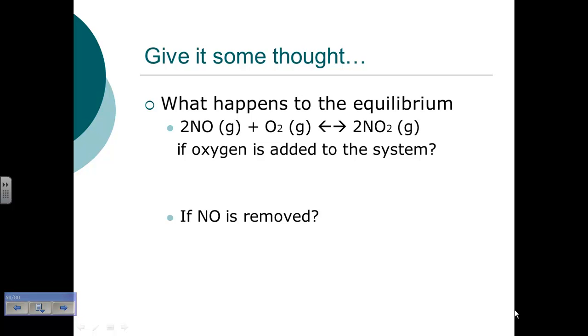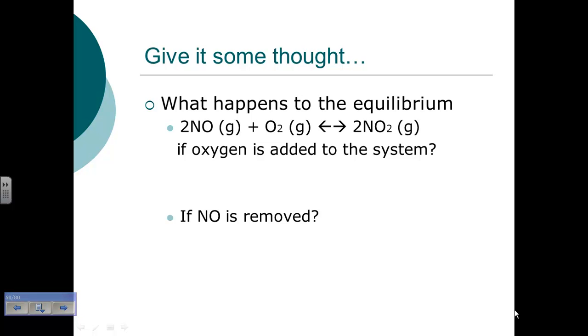Let's give it some thought. Here's an equilibrium. We have 2 moles of gaseous nitrous oxide reacting with 1 mole of gaseous oxygen in dynamic equilibrium with 2 gaseous moles of nitrogen dioxide. What would happen to this equilibrium if oxygen is added to the system?